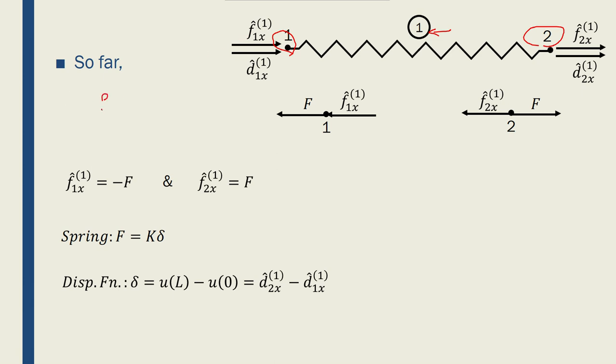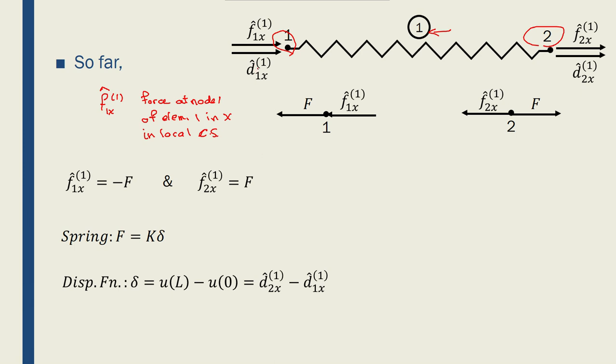Let me just review what we learned. That F1x1 means force at node 1 of element 1 and x direction in local coordinate system. And the local coordinate system means along the length of the spring.